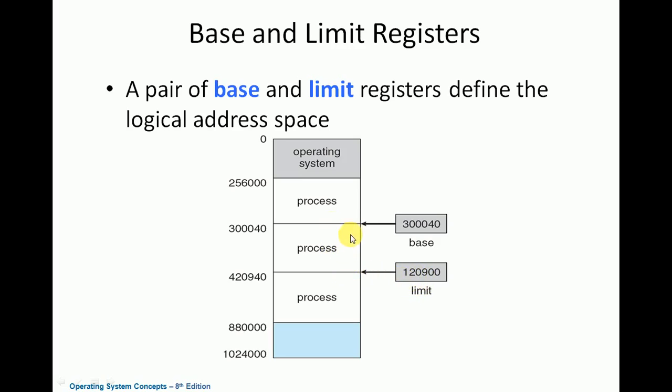The memory allocated for this particular process will begin here, and the ending address will be calculated as base address plus limit. The base address is the starting address, and the limit is the size of the code that you want to put in the main memory. So base address plus limit will give us this ending address. Base and limit registers basically define the logical address space.